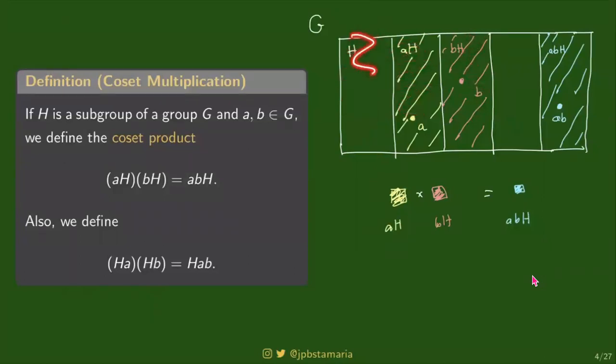Parang isang element to, lahat ng mga elements nandito kino-consider mo as a one point. Lahat ng element na nandito ina-identify mo as another point. Lahat ng elements dito ina-identify mo as another point. And so on and so forth. Did you understand? Okay.